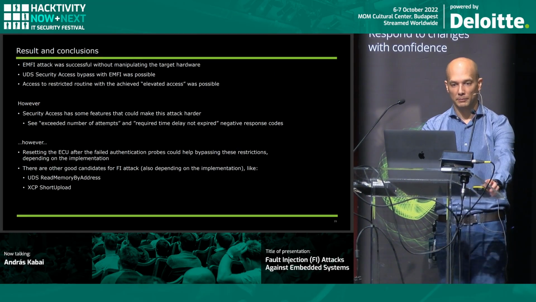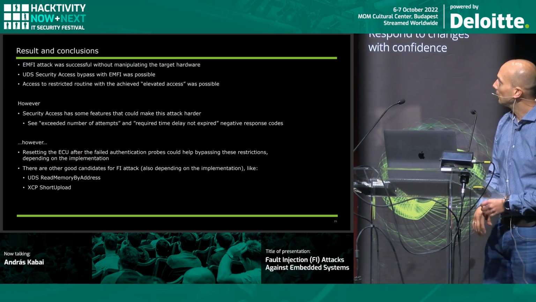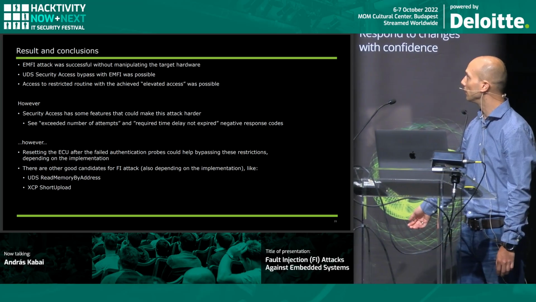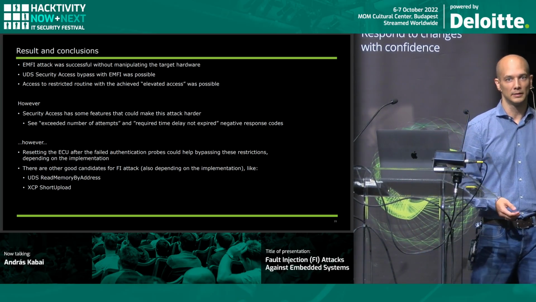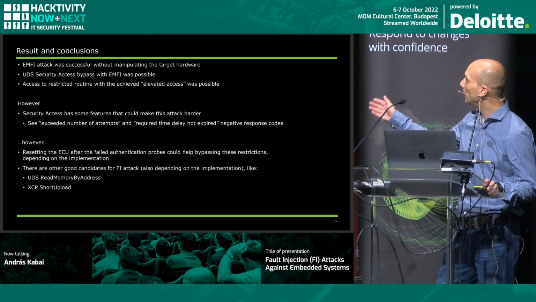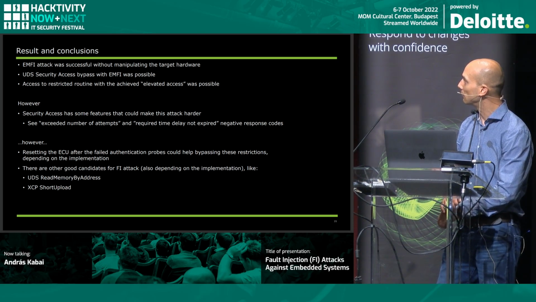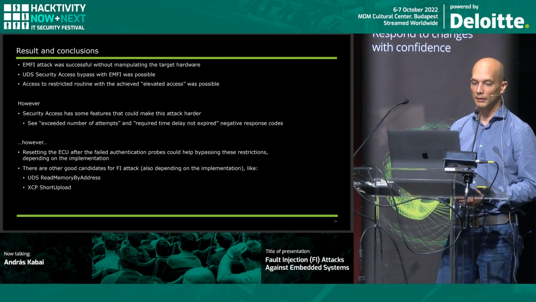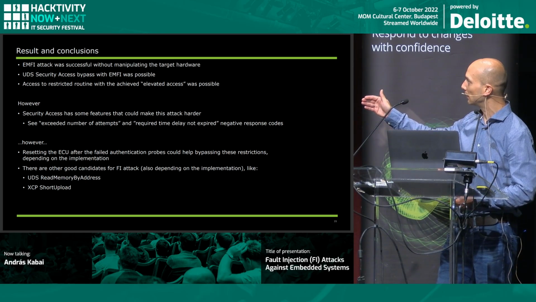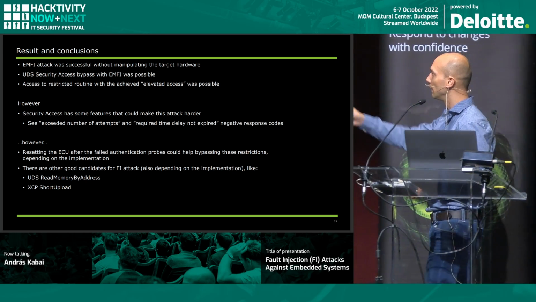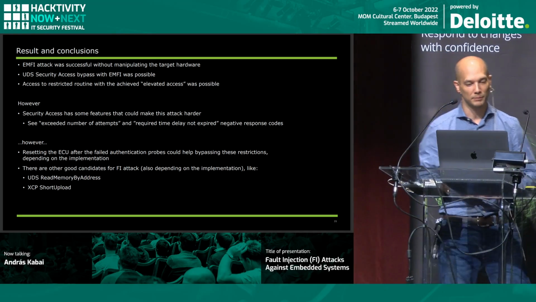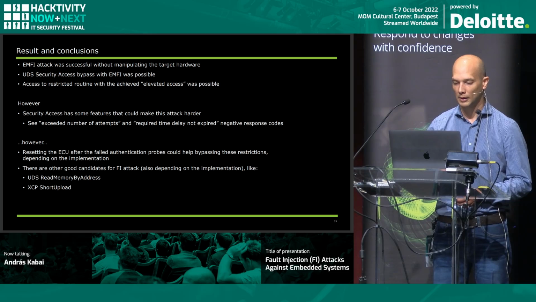So as a quick recap, basically, both the EMFI and voltage glitching provided us ways to circumvent security implementations made in software by attacking the hardware itself. There are ways to improve the security, for example, limit the number of attempts of security access and so on, but UDS can be targeted in different ways. So for example, there is the read memory by address where you can glitch the is-authenticated checks, for example, to achieve the same results.